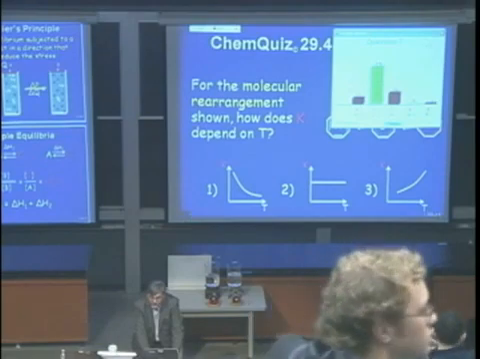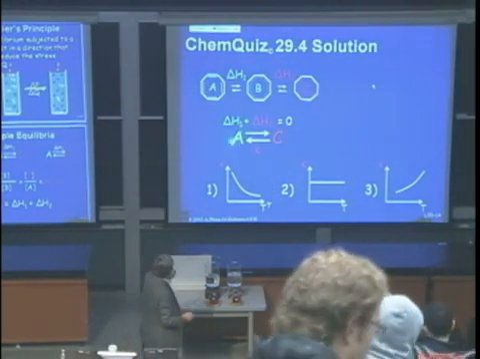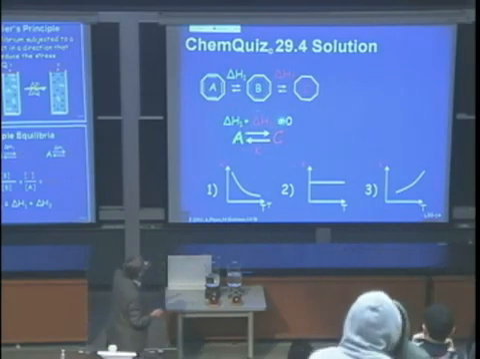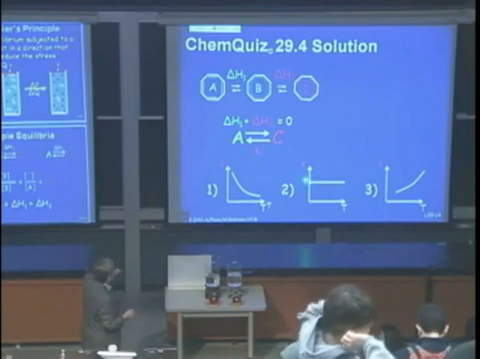And delta H1 plus delta H2 is 0. That goes from A to C, so the K is independent of the temperature, okay?